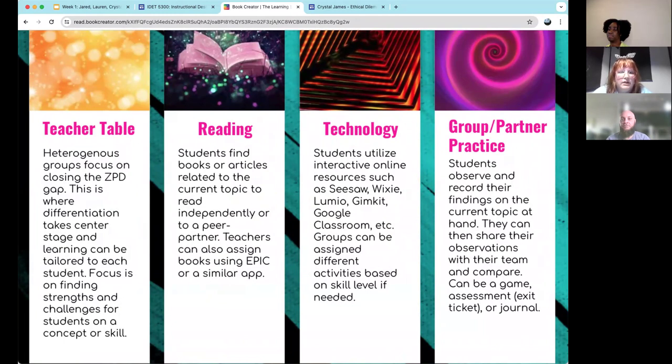The next group would be reading. Students can find books or articles related to the current topic, and they can read that independently or to a peer partner. Another option is that teachers can assign books using Epic or a similar reading app.